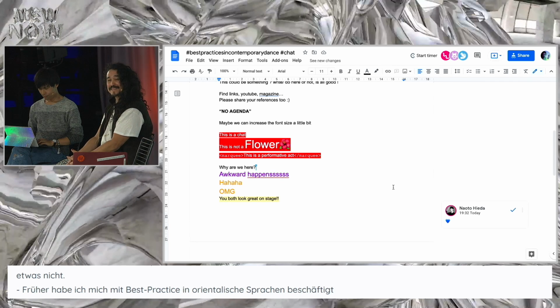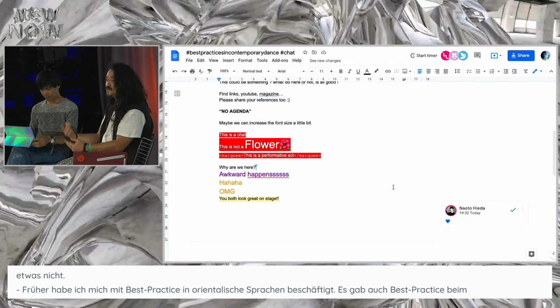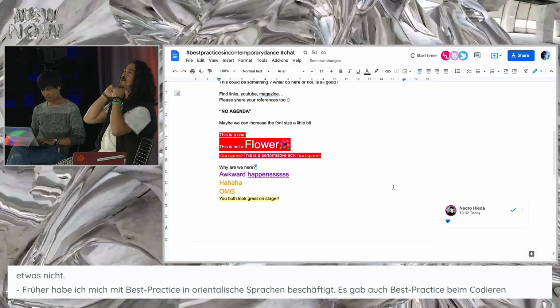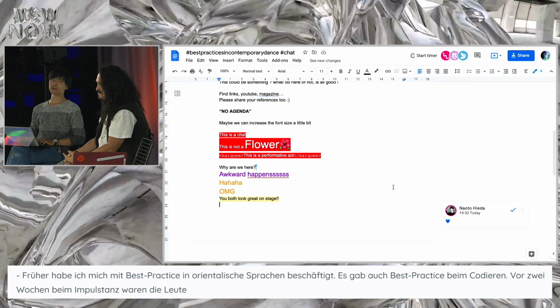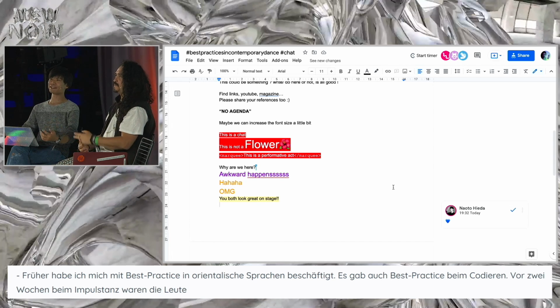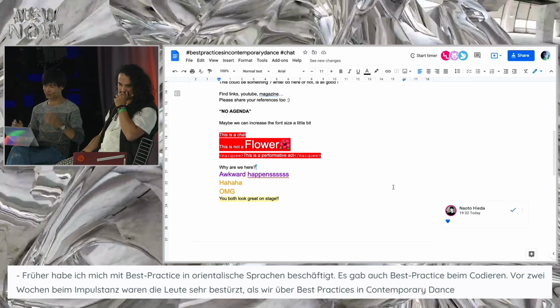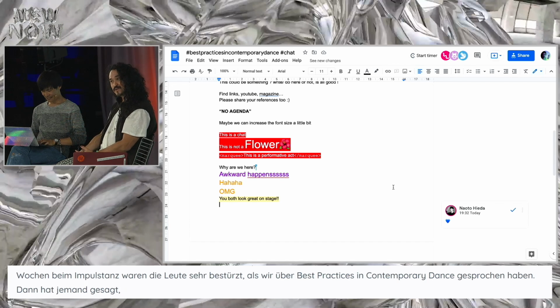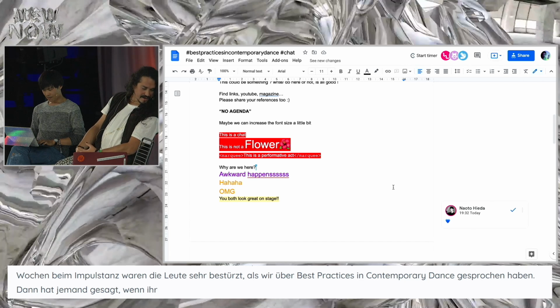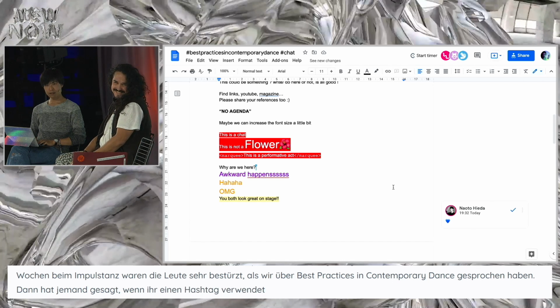And when we were at Impulstanz just a few weeks ago, people were so mad, like, what do you mean with best practices in contemporary dance? Because they are working with contemporary dance. And we say that, okay, we're the best. No, we're not saying that, but it sounds like that. But then somebody said, if you use the hashtag, it just changes the assumption of that's the best. Anyway, yay, thank you so much.